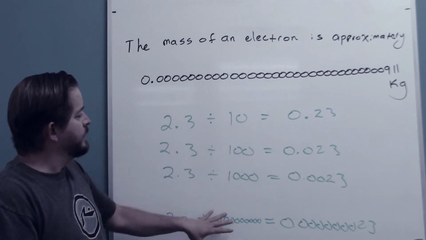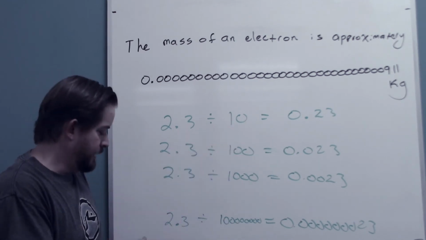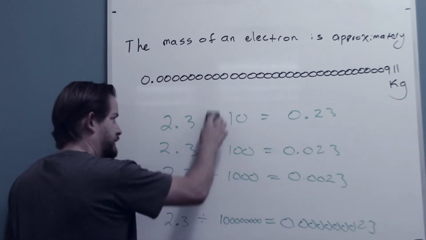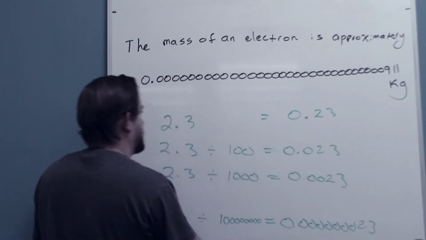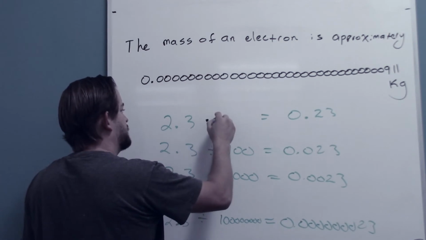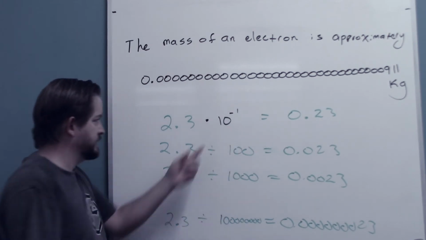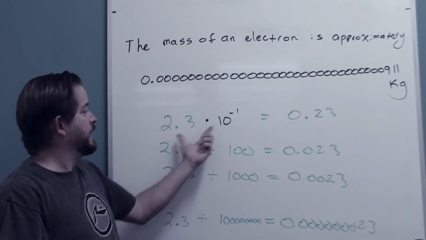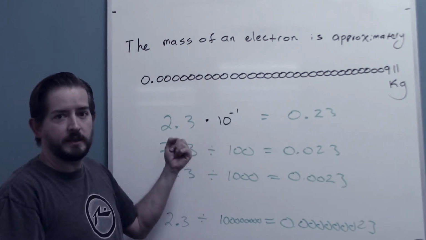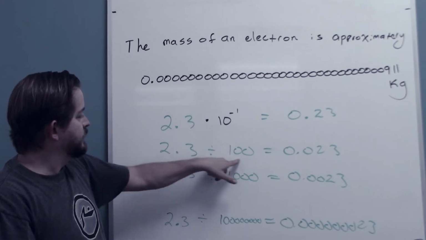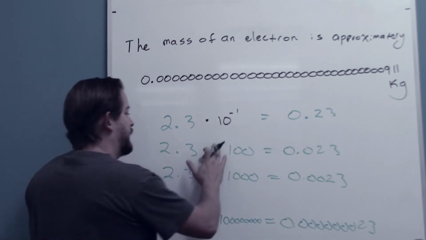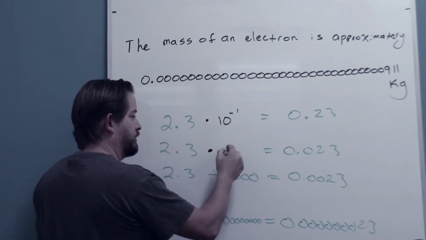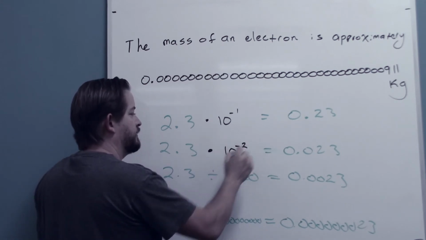But again, I can rewrite these. Instead of dividing by 10, I can write this as multiplied by 10 to the negative 1, because 10 to the negative 1 is like having a 10 in the denominator, and therefore times 10 to the negative 1 is the same as dividing by 10. Likewise, instead of dividing this by 100, I can write this as multiplying by 1 over 100, or 10 to the negative 2.